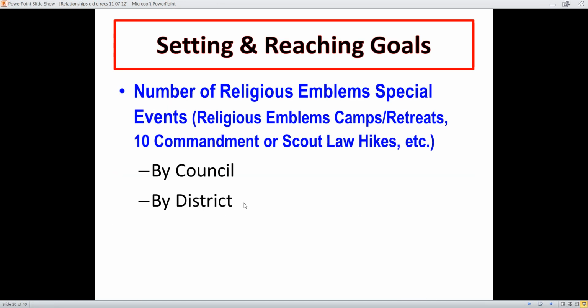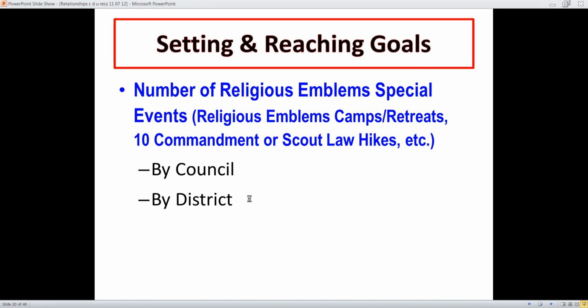Then, of course, the number of religious emblems special events by council and district. We mentioned the fact that those may happen, but one of the things that could really boost the utilization of religious emblems would be to establish such events. That is something that would be done primarily by the Council Religious Relationships Committee or a specific faith group, but the RECs at all levels can be catalysts to helping make this happen.